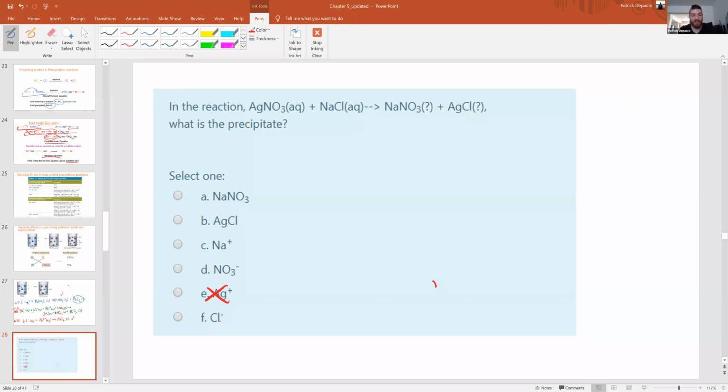No, it's not. It's not chloride either, because by themselves, they're soluble. But it's silver chloride, so the entire compound is the precipitate.